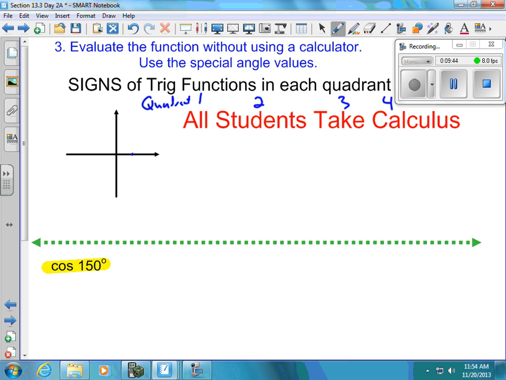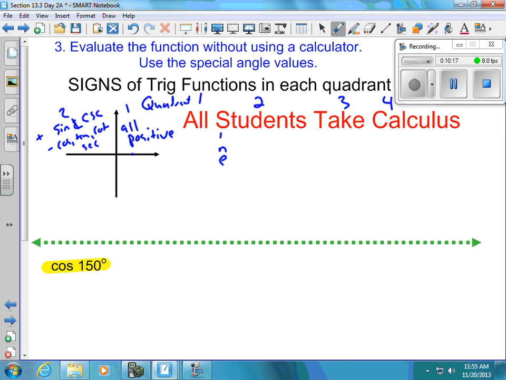All means all are positive, so in quadrant 1, all are positive: sine, cosine, tangent, and the reciprocals, or the inverses. Quadrant 2, students. Well, what starts with the S? Sine starts with S. So in quadrant 2, sine and cosecant are positive. Negative would be cosine, tangent, cotangent, and secant.